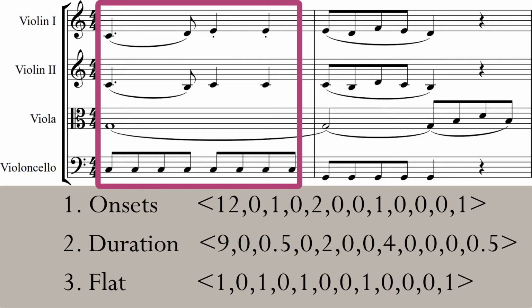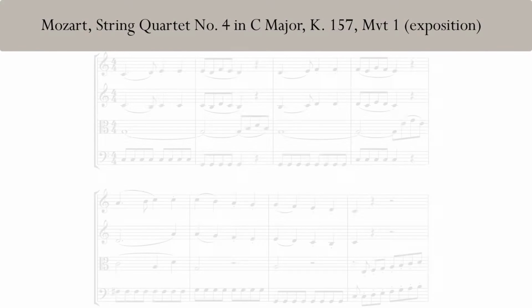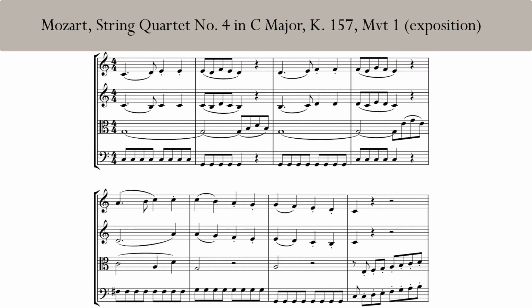This process continues until the end of the score, creating a series of overlapping windows in much the same way that a camera takes multiple pictures and stitches them together to create a panoramic photo. The first piece we'll look at is the exposition from the first movement of Mozart's String Quartet No. 4 in C major, K157.